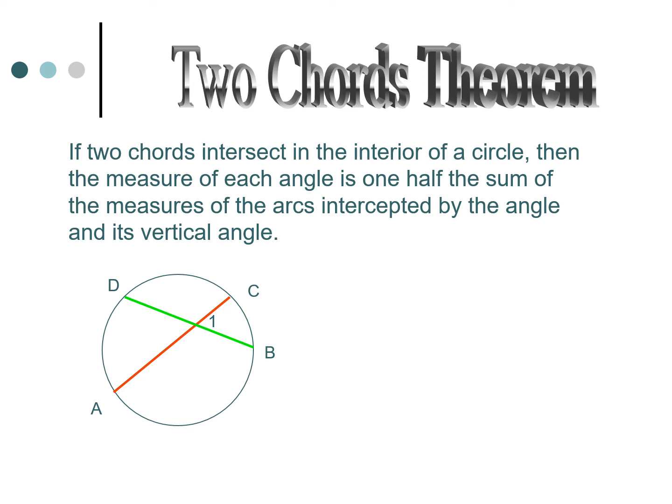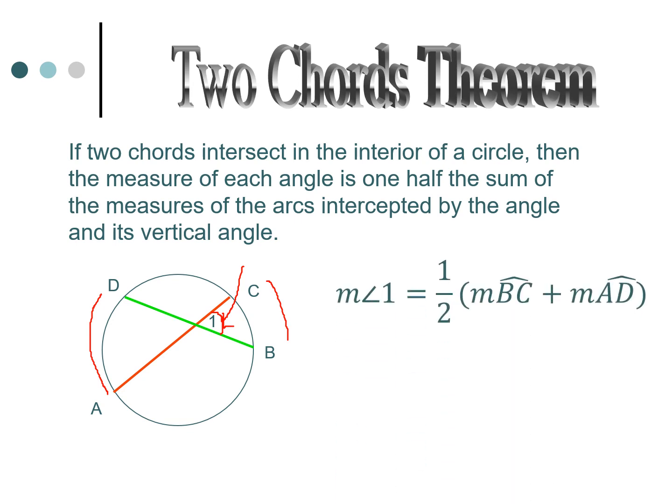All right, so here's what that means. We have an angle right here. The theorem says if you take this arc and then this arc and then you add them together and divide it by 2, you get that angle. Here it is, and mathematically, the measure of angle 1 is equal to 1/2 the measurement of arc BC plus the measurement of arc AD.